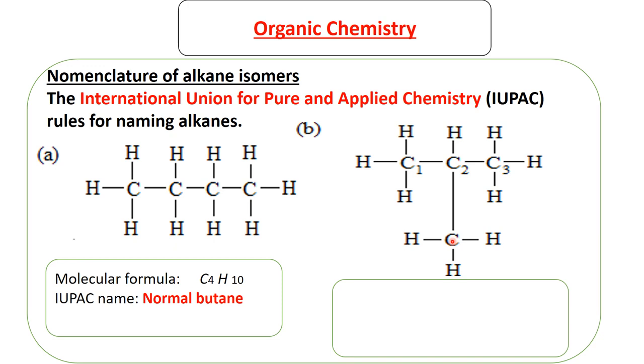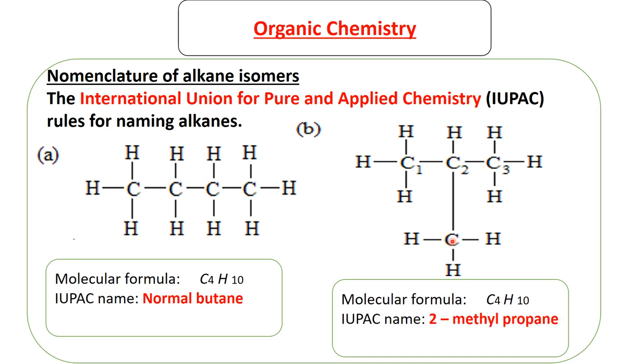I've said a lot of things, so let me just write down. The molecular formula we've agreed. Then the name is going to be 2-methyl propane. Propane because there are 3.